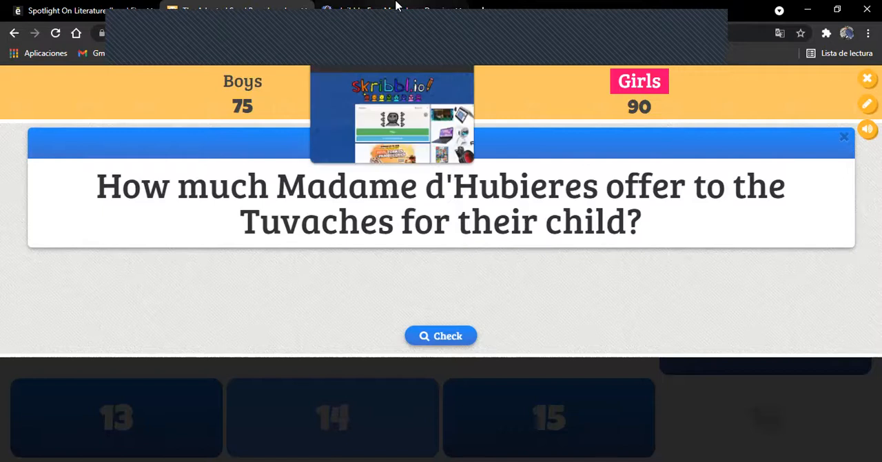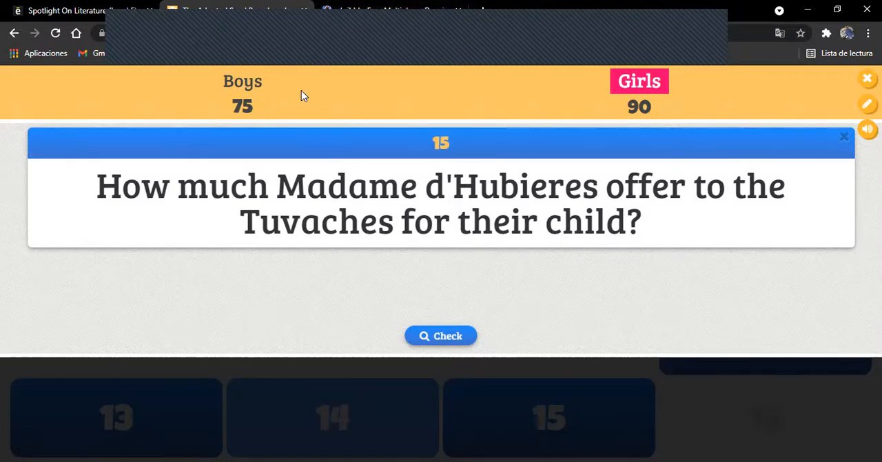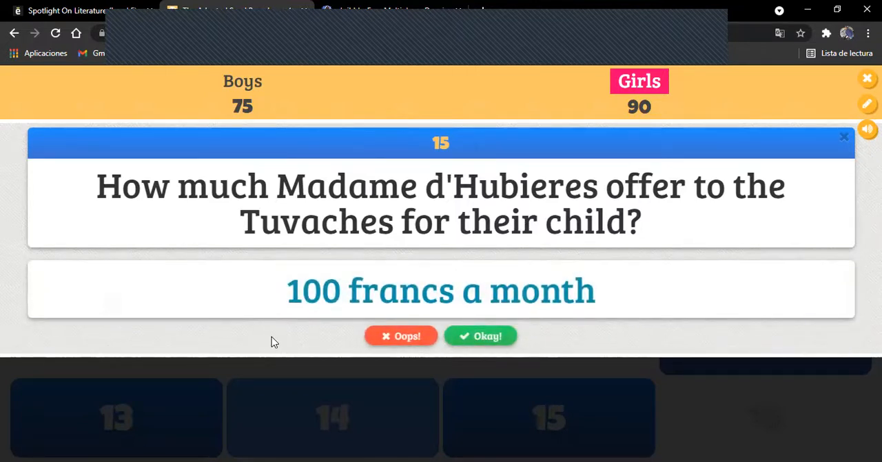They were monthly payments. I don't really remember how much it was. What is in your books? 100 francs. 100. Yes. Okay. Yeah, you're totally right. 100 francs a month.